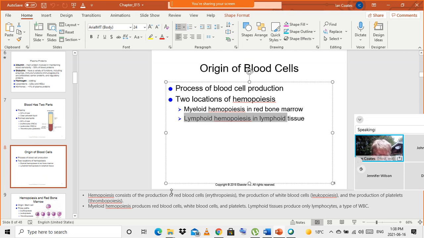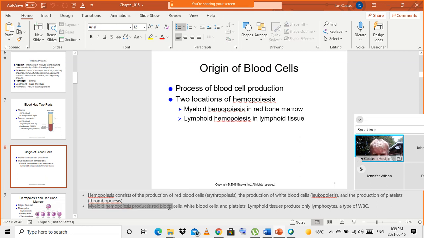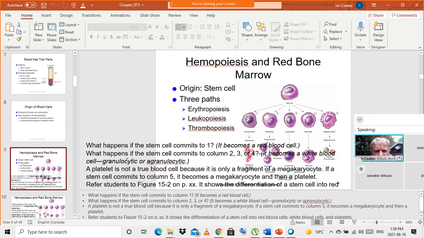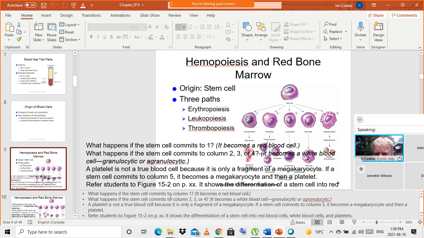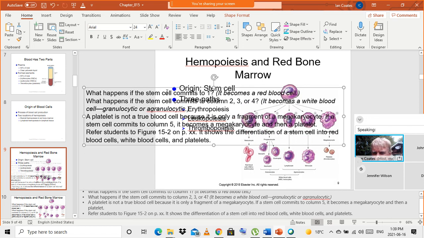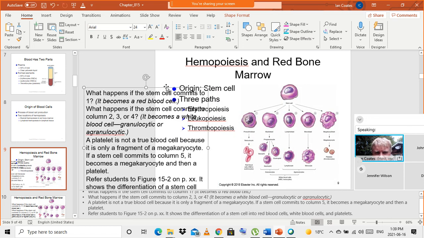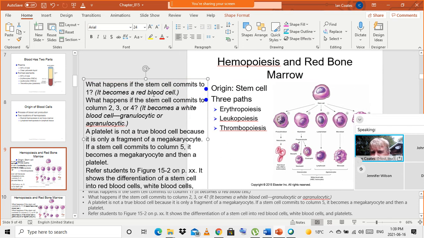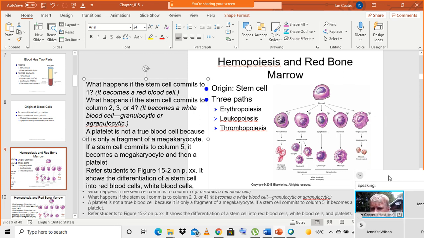And you guys can have a look here. Myeloid hemopoiesis there produces red blood cells, white blood cells, platelets. Lymphoid tissue produces only lymphocytes, WBCs, white blood cells. I have this here because there's a whole bunch on here that I didn't want you guys to forget. It looks like a mess, but this is all good stuff. So you have a look at the hemopoiesis in the red bone marrow.